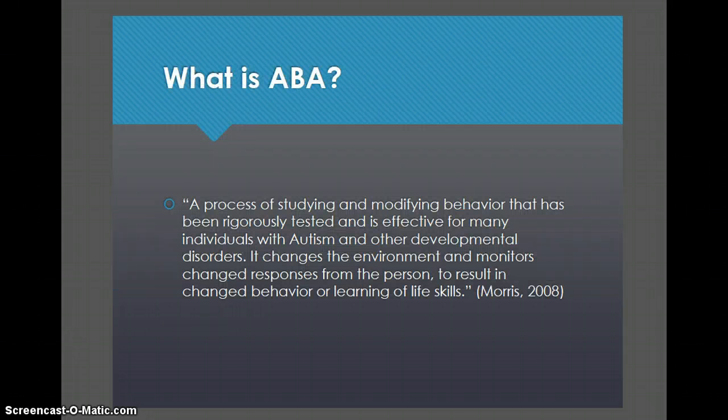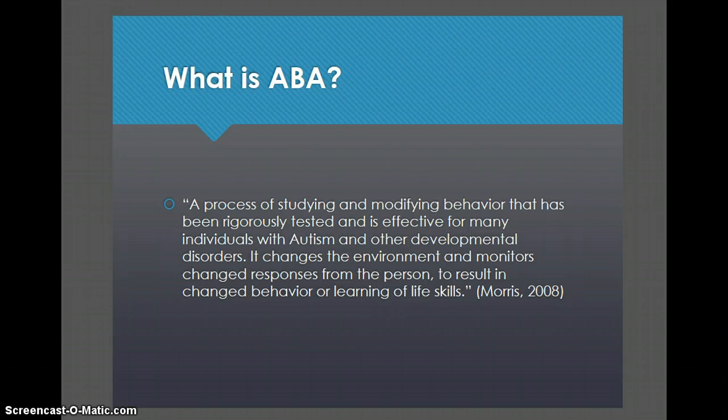So first let's talk about what is ABA. Here's a definition that I'll share with you. ABA is a process of studying and modifying behavior that has been rigorously tested and is effective for many individuals with autism and other developmental disorders. It changes the environment and monitors changed responses from the person to result in changed behavior or learning of life skills. So there's a couple of things that I want to point out to you here.